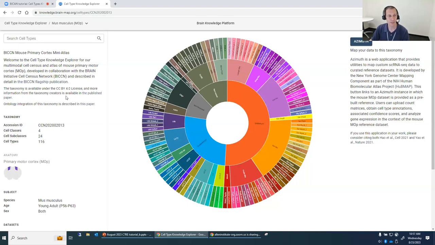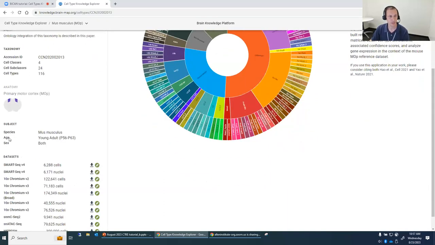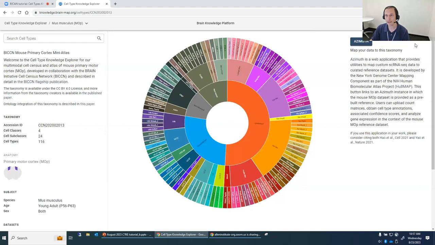On the left panel, you have information about the taxonomy, some summary text, a link out to the flagship publication that I talked about, some general information about the taxonomy, and the brain region that we studied. In all of the cases here, you're just going to see primary motor cortex, but you could imagine a version of this that looks at other brain regions, with other cortical areas showing up. There's also some information about the donors, and direct access for downloading all of the data. So if you don't care about the whole study and just want to get the data, this is a good way to do that as well. There's also a link out to Azimuth, which is a way of mapping your own data to this taxonomy, and I'll come back to this later.